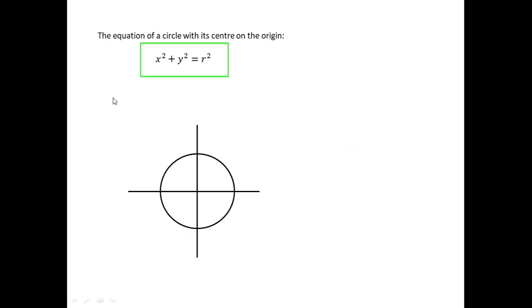Here's a circle with its center on the origin, and there is its equation, x squared plus y squared equals r squared. The r in this case stands for the length of the radius of the circle. Now, what does this equation actually tell us? Well, it is an equation for generating the coordinates of every single point along the circumference of this circle.